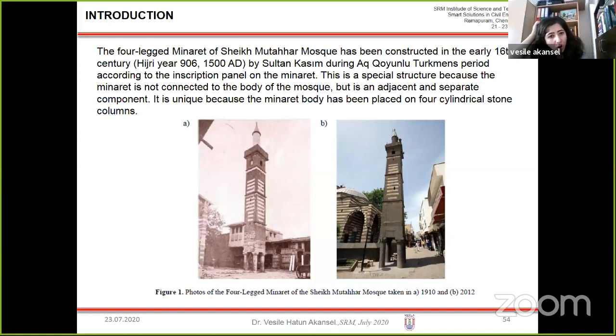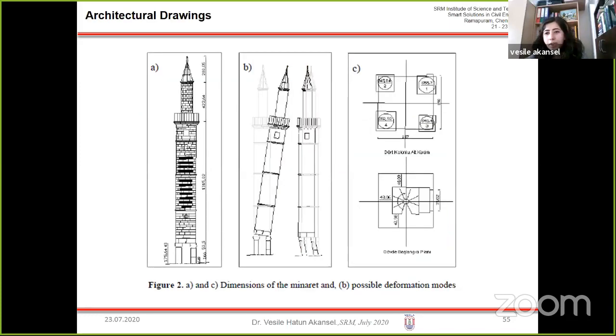So this is a very old minaret, as you can see on the graph, standing on four legs, and people believe that when they go under or pass between the columns, their wishes will come true. So it's a very, very well-known minaret, which is located in Diyarbakir, which is my hometown also. And these are the architectural drawings. We just went to the site and took the measurements, went to the office, and drew the architectural plans and deformations on the structure. And after that, we created our numerical model.